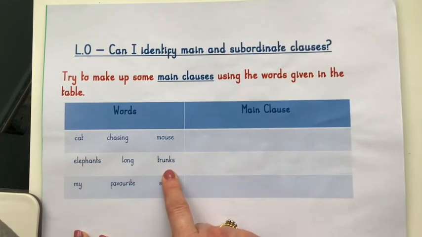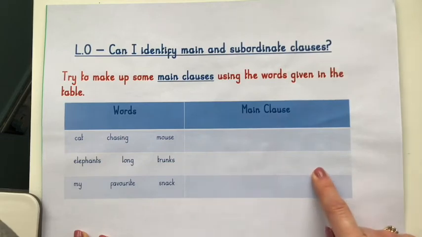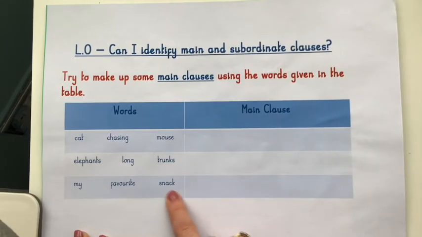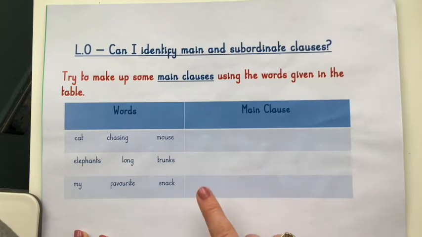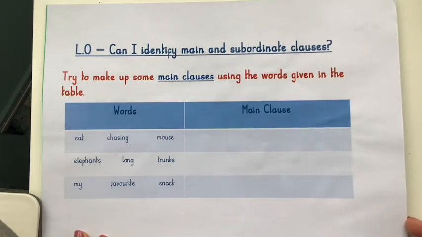Elephant's long trunks. Which main clause would you come up with here? My favourite snack. Which main clause would you come up with here? So remember, main clauses make sense on their own. Okay, so these are just main clauses. They're not ones with subordinate clauses added on, okay? So pause the video and have a go at that.